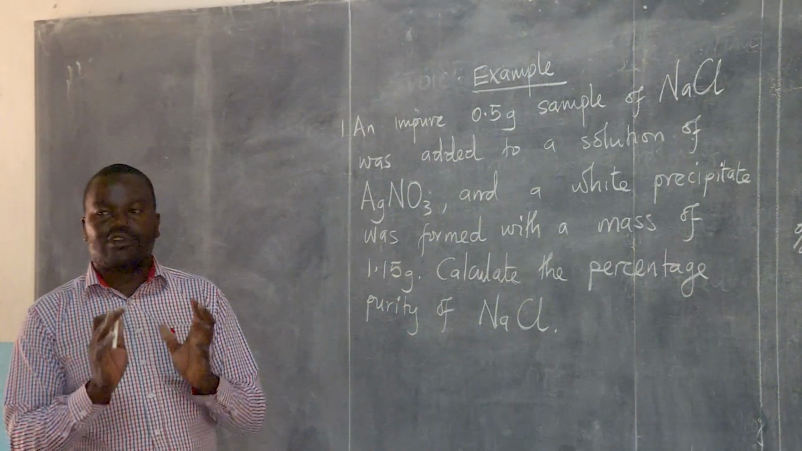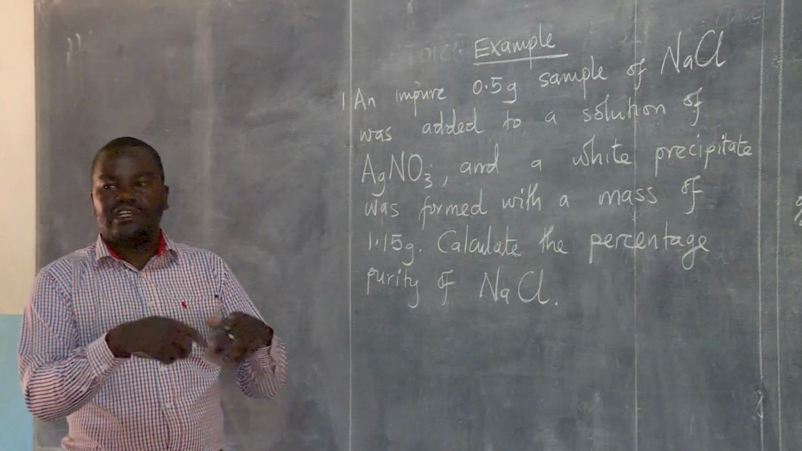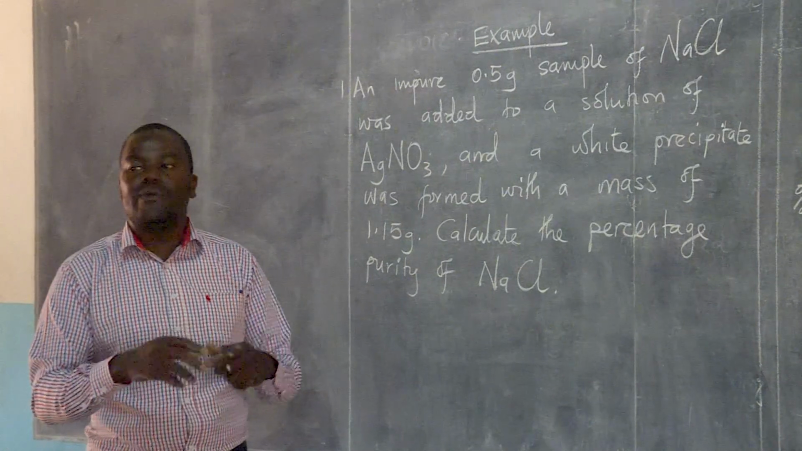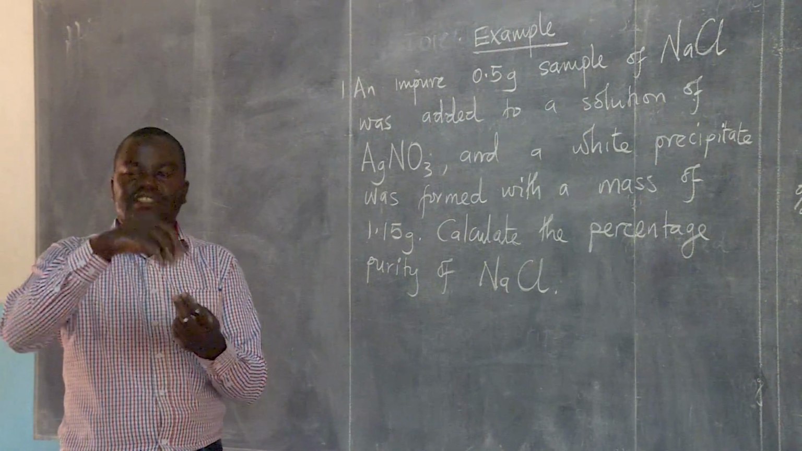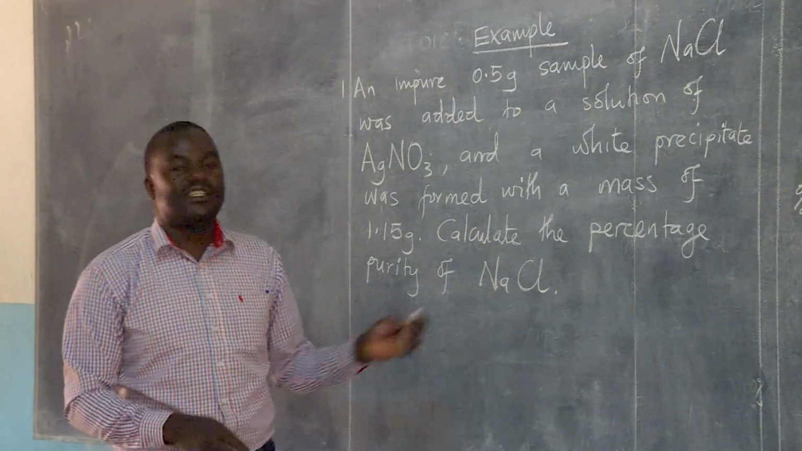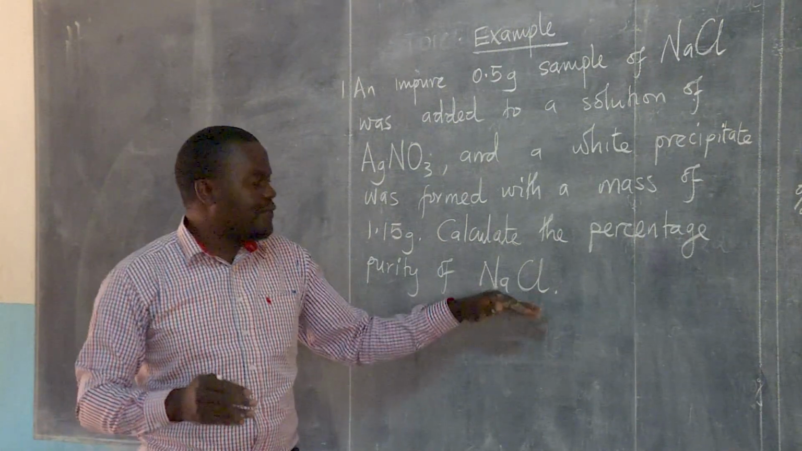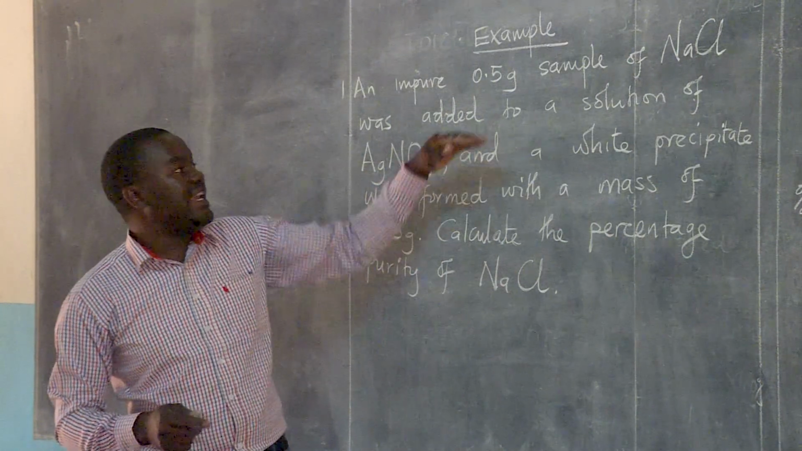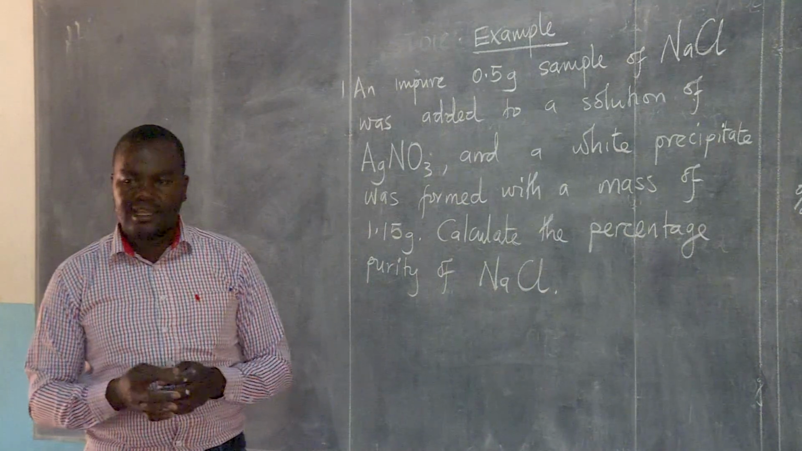So in a chemical reaction, impurities will not react, the way it was with an egg. The shells, we removed them because we said we can't eat the shells. What we want is the stuff which is found inside. So the impure part of the sodium chloride will not react. We want to find the percentage purity of sodium chloride in this mass, which is 0.5 grams.